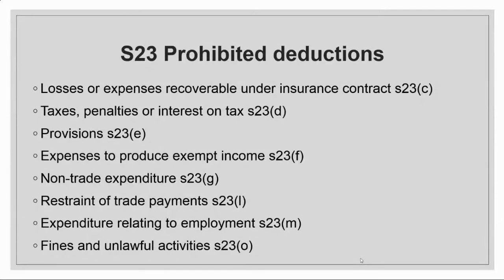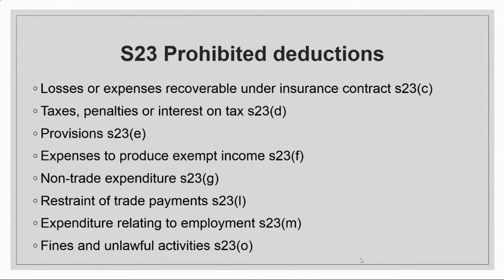Any expenses to produce exempt income, non-trade expenditure, any restraint of trade payments, unless the requirements have been met. So it is due to ill health, they've already retired due to ill health, old age, or if those requirements are met, then you can deduct it.